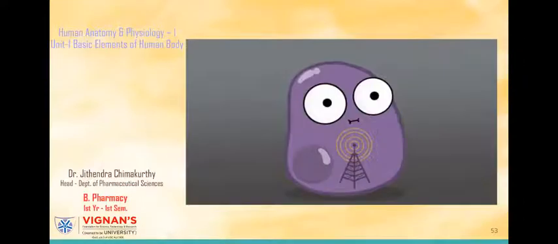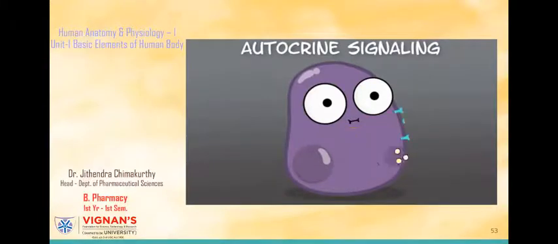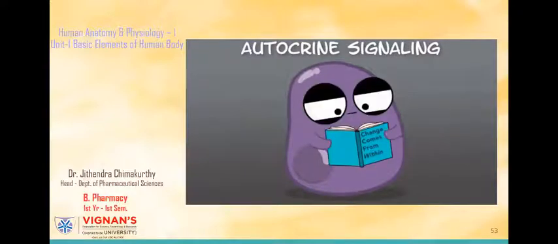We also want to point out that a cell could just signal itself. For example, in autocrine signaling, a cell could secrete a certain type of molecule which then binds to its own receptor and causes a response. A cell releasing its own growth factor could be an example of this.